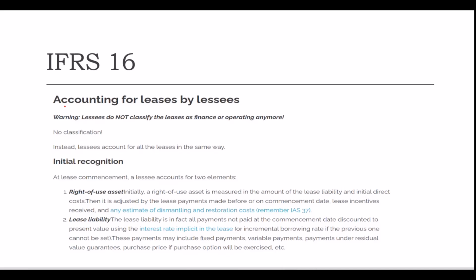Remember what we said about subsequent measurement. We said that when you have recognized something initially, as an asset or a liability or income or expense or equity, that is initial recognition when you first bring it into the balance sheet. Like in this case, the first entry is debit asset, credit liability. But subsequently, you don't leave the asset or liability there. You need to account for it. So for example, for an asset, we depreciate it. That is the subsequent recognition.